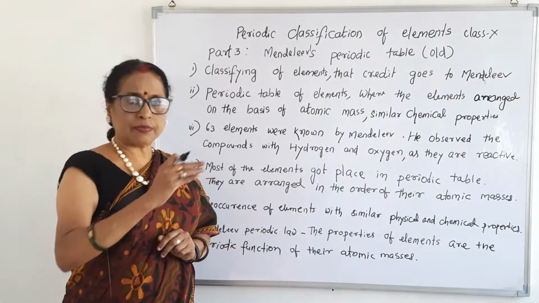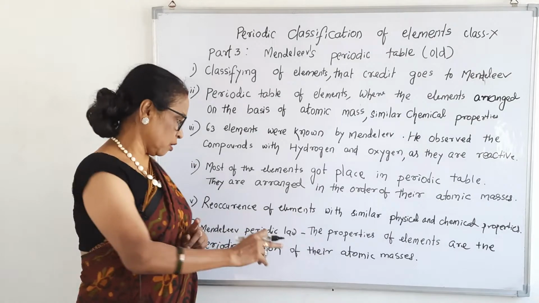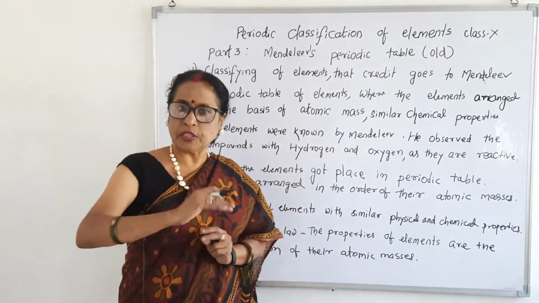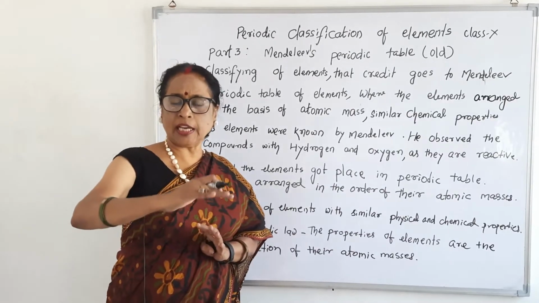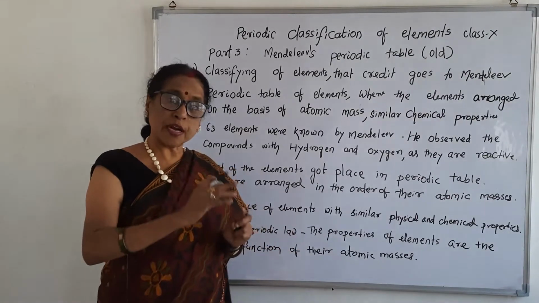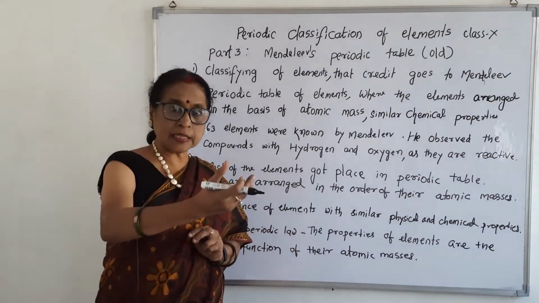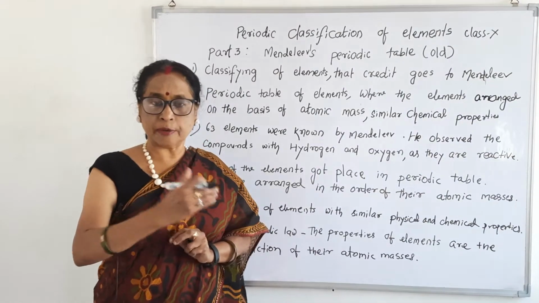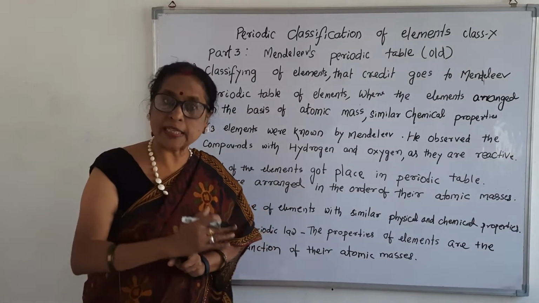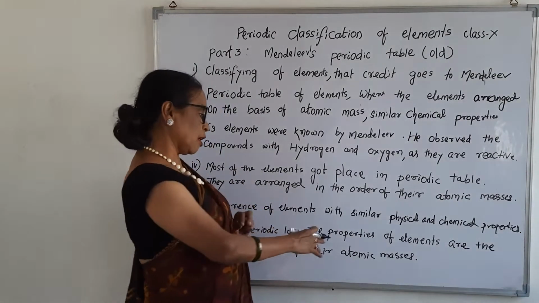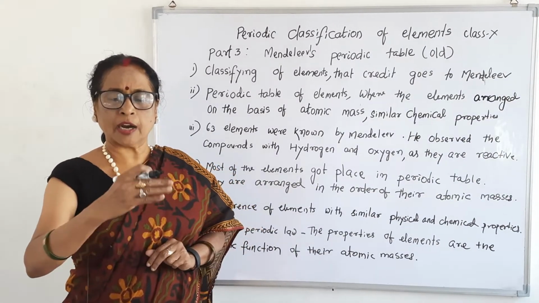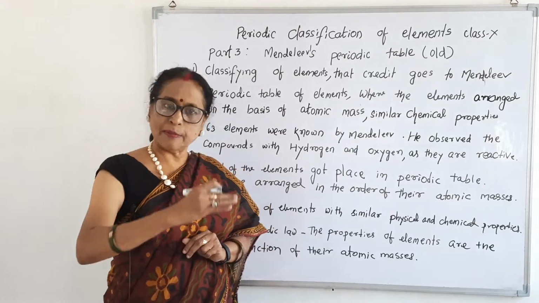Remember, properties of elements are the periodic function of atomic mass. That means elements are arranged according to the increasing order of atomic mass, and here it is said that they are a periodic function. Periodic function means that after some interval, the elements which come have similar physical and chemical properties, but also function of atomic mass. That means the elements are arranged according to the increasing order of atomic mass.